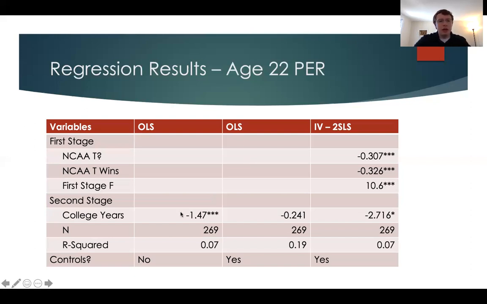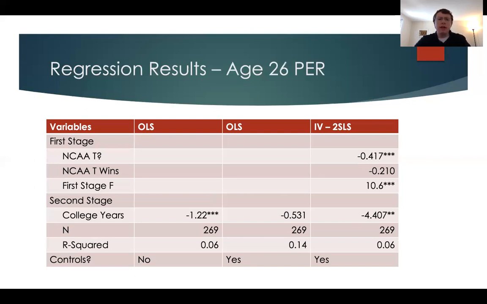And what we see here is that in the simple OLS framework, we found negative significant impact to spending additional years in college on PER at age 22. When we control for pick and other factors, that effect remains negative but loses its significance. However, in the 2SLS framework, this impact is negative and significant, suggesting that spending additional years in college has a negative significant impact on performance at age 22.